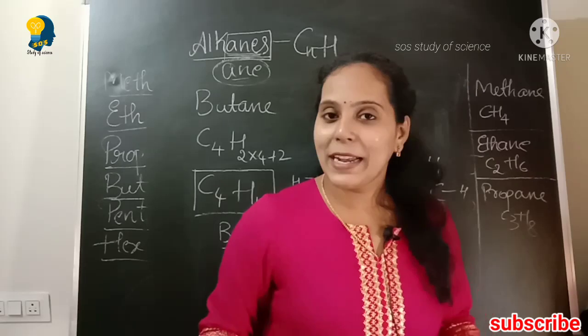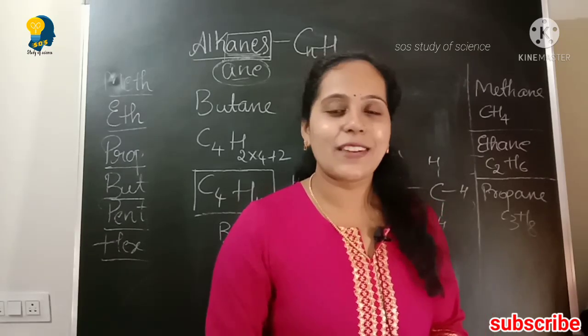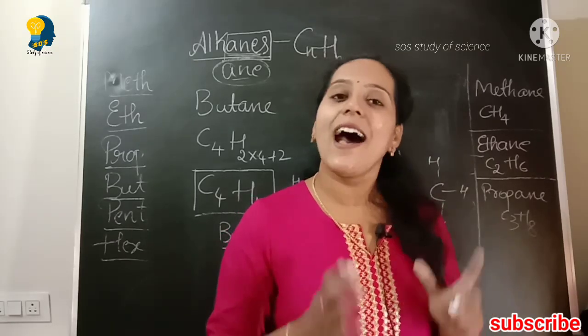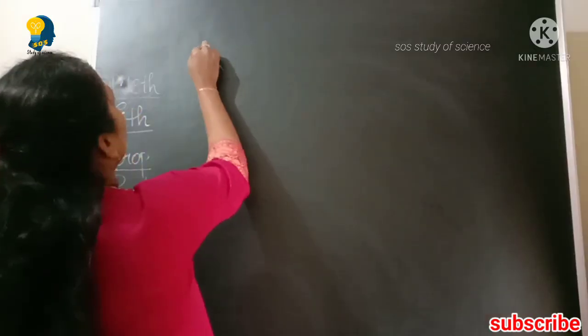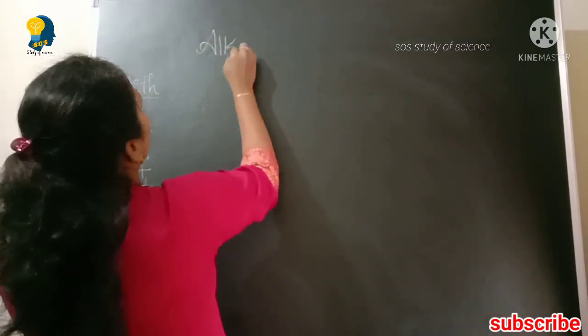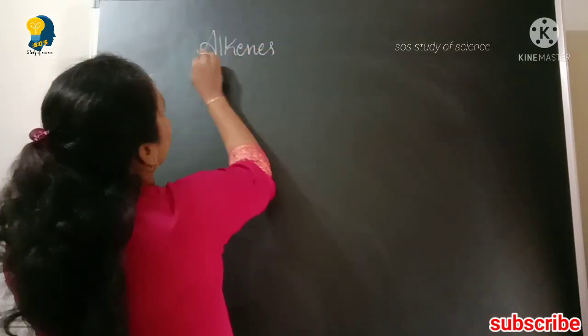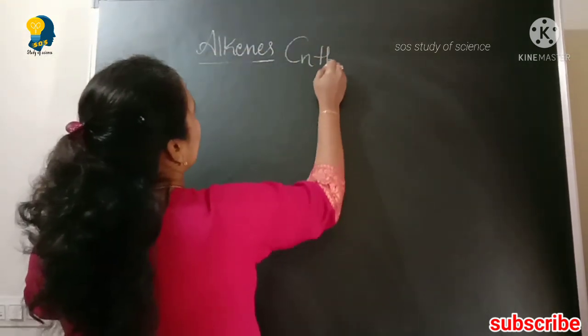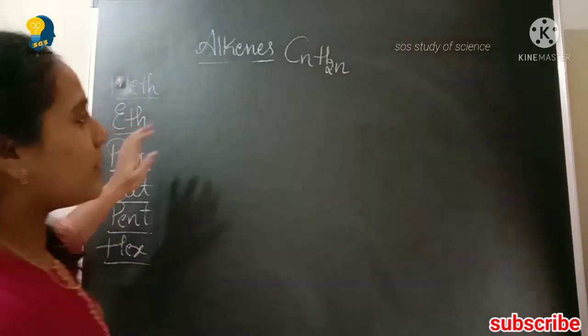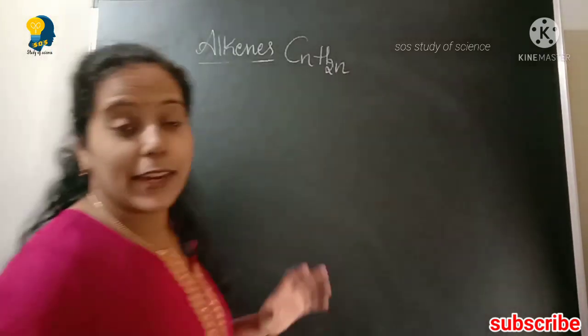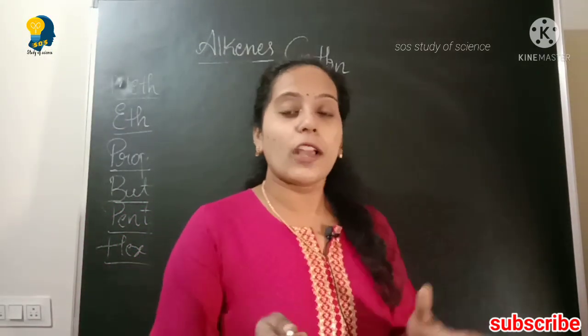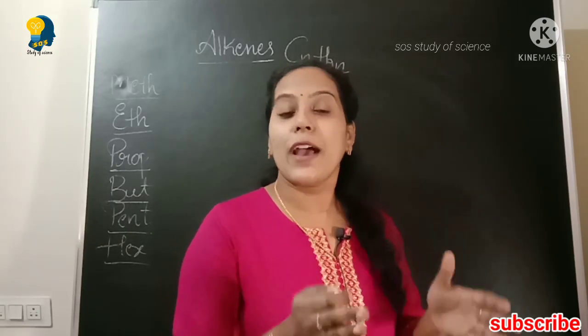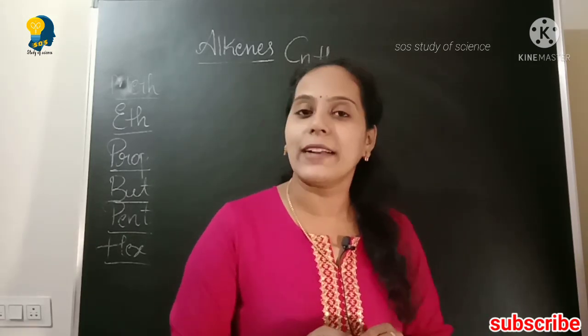Now we have completed alkanes. Next I am going to start with the alkenes, which are unsaturated hydrocarbons. So when I talk about alkenes, the general formula is CnH2n. As I told you, alkenes should have a double bond between the carbon and carbon atom.